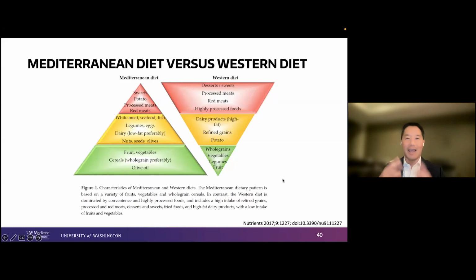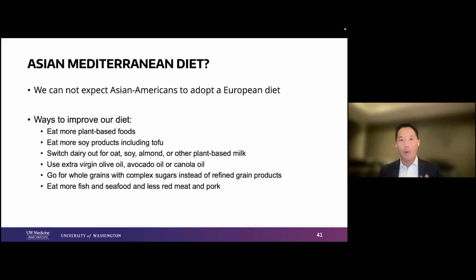So by shifting that paradigm to a more Mediterranean diet, that certainly is one way to improve our cardiovascular health. However, many of us in this audience are Asians, right? So are you going to tell my dad, who's Korean, to not eat kimchi or Korean foods? Of course not, right? That's not realistic. We cannot expect Asian Americans to completely adopt a Western diet. But what are things that we can do?